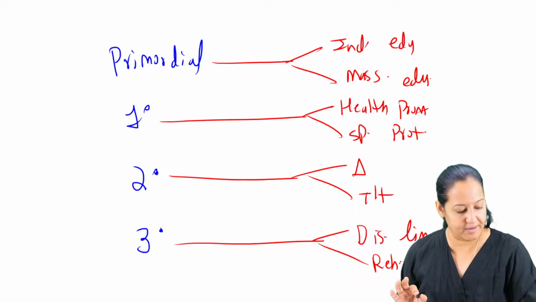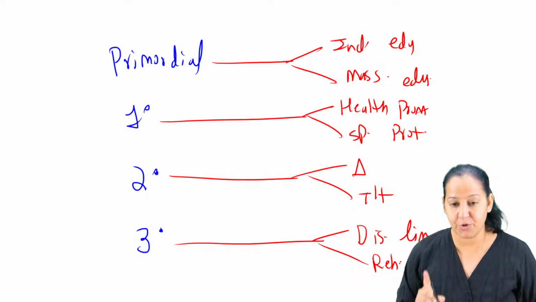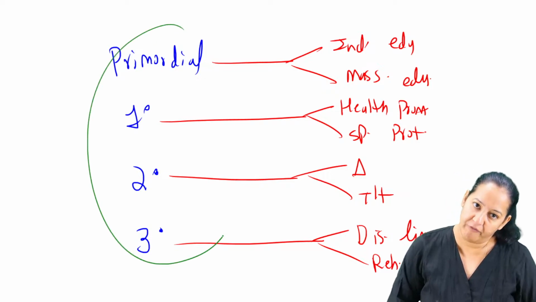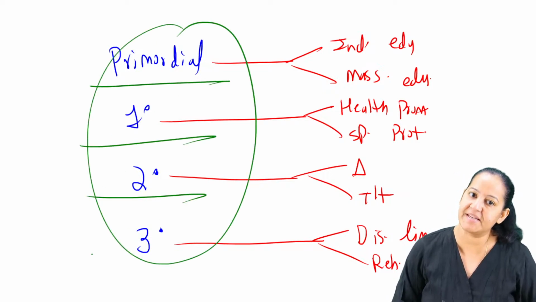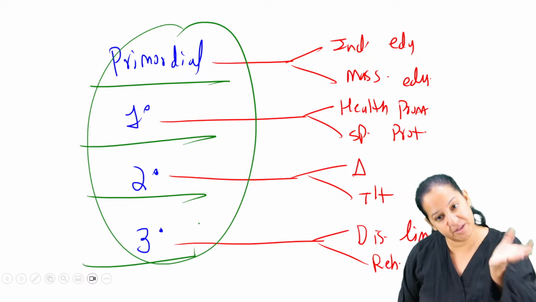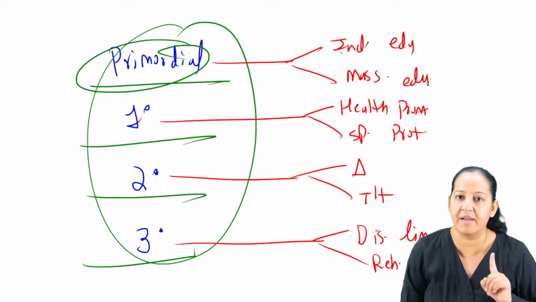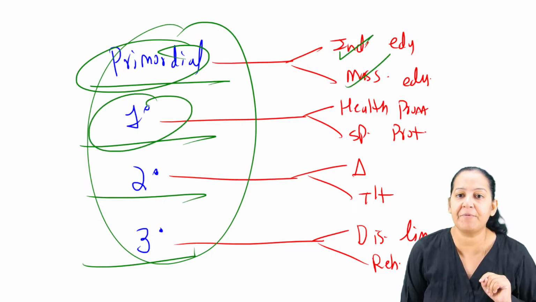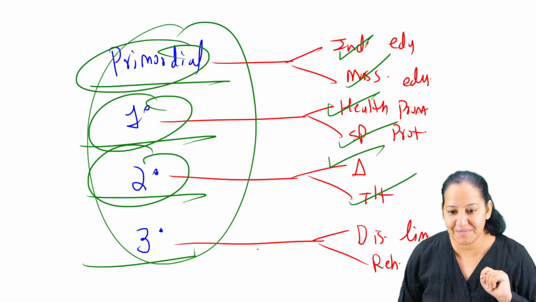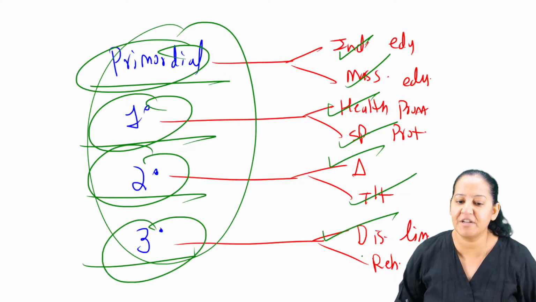Now what is the strategy ahead? I will ask you 15 questions one by one. For each of them, first you have to tell me the level of prevention. Is it primordial or primary or secondary or tertiary? After that, you have to tell me the mode of intervention. If you say primordial, is it individual or mass? If you say primary, is it health promotion or specific protection? If you say secondary, is it diagnosis or treatment? If you say tertiary, is it disability limitation or rehabilitation?